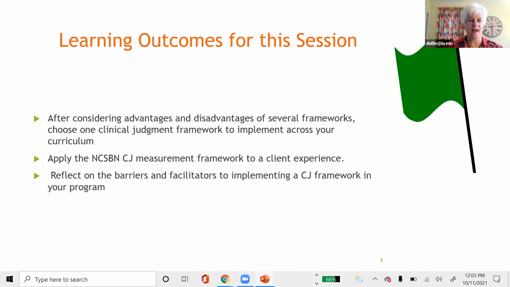And just as we always do, we have learning outcomes here. So here they are. We're going to talk about the advantages and disadvantages of several clinical judgment frameworks. And I'm hoping that you're going to choose one that works for you across your curriculum. I'm thinking several of you maybe have already made some decisions about this. And we talked about at the summit, this was really the first step for getting started. You see the green flag there. So if you haven't started, hopefully this session will give you some ideas to at least make some decisions about how you're going to use a framework and integrate it throughout your curriculum.